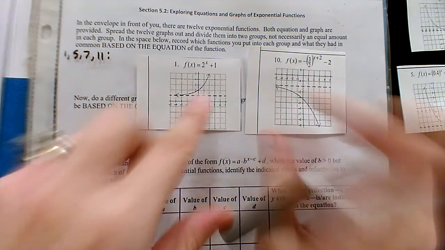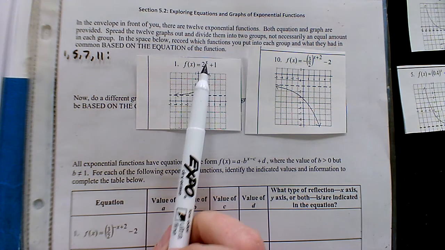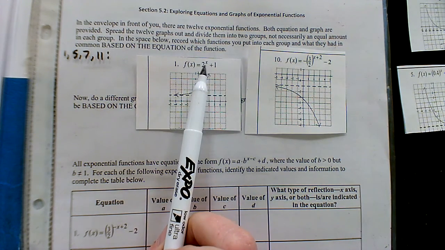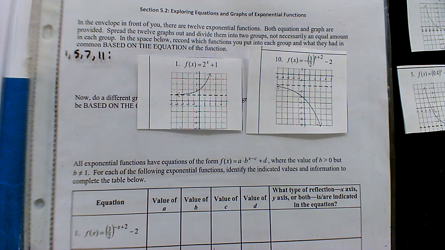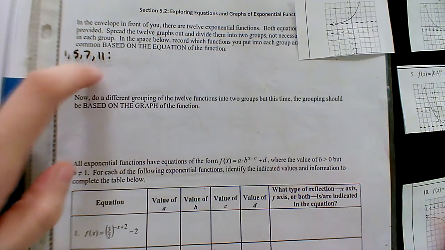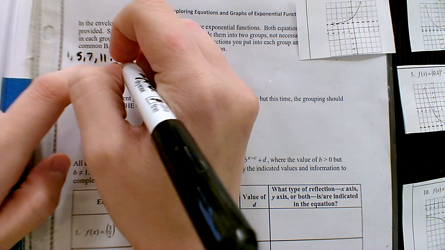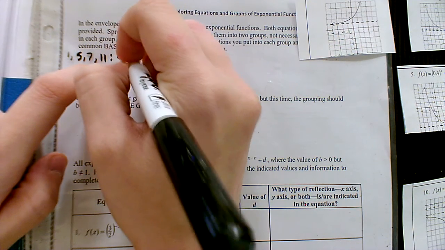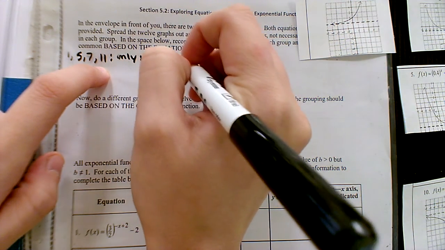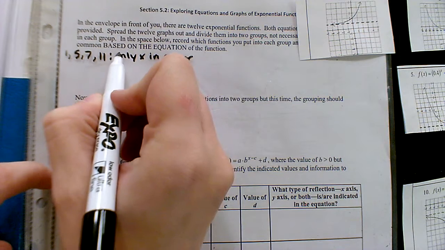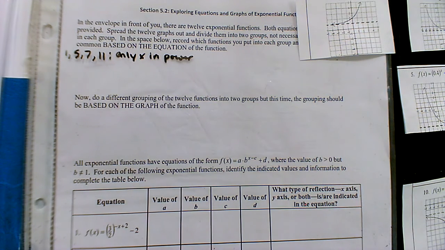So I'm going to bring two of them up here. Notice how in number 1, the exponent is just a single x, whereas in some of the other examples, it was like x plus 2, x minus 5, something like that. Okay, so based off the equations, they noticed that connection. So these ones had only x in the power location. Okay, only x in power, nothing else.